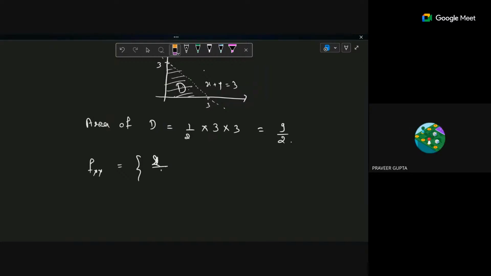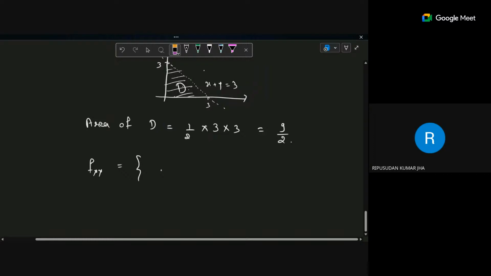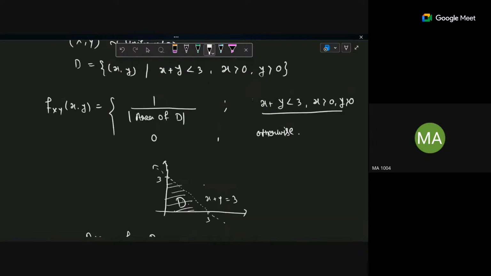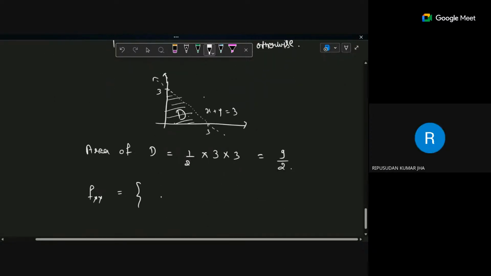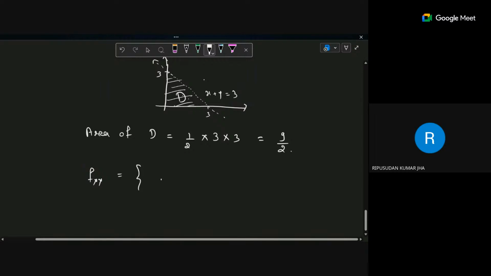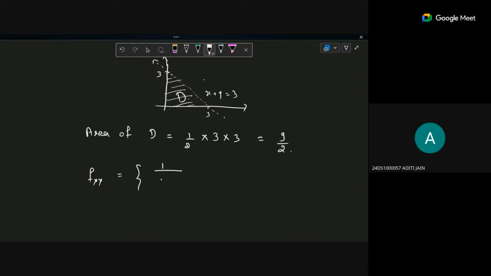And why do we take the reciprocal of this area? Why 1 by area? Can anyone explain the question asked by him, why it is 1 upon area? Because it is uniform and the PDF of uniform is 1 upon b minus a, I guess. Actually, that is equal to 1, that is the total probability, right? That is the total space.